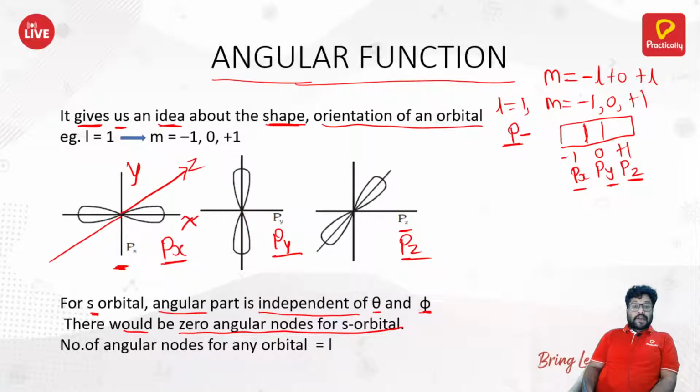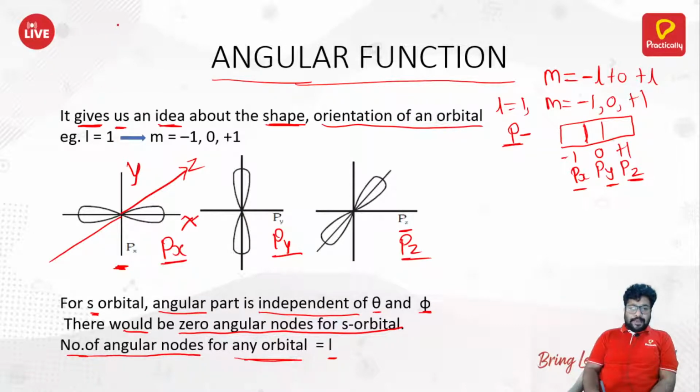So there would be 0 angular nodes for s. An s orbital cannot have any angular node. For an s orbital, you can have a radial node, but you do not have any angular nodes, because it is independent of theta. Okay, so technically the number of angular nodes for any orbital is equal to L.